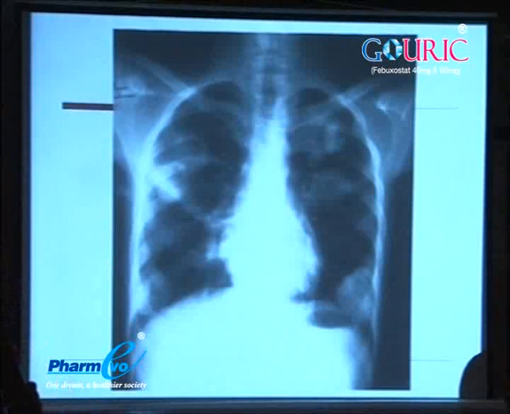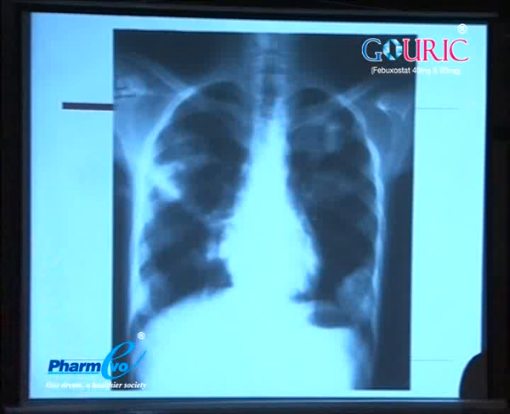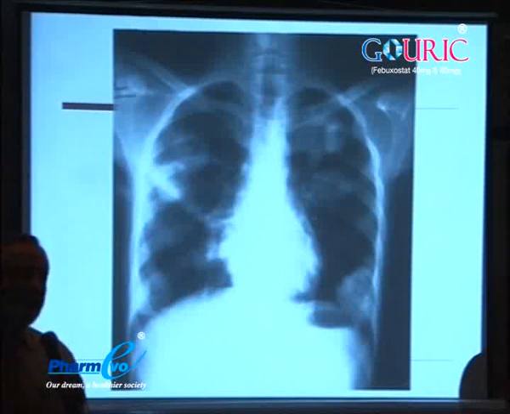Young boy, 12-year-old, presents with a 3 months history of fever, has multiple opaque shadows in the lung. Some of them show some cavitary changes. He has conjunctivitis and he has cervical lymphadenopathy.